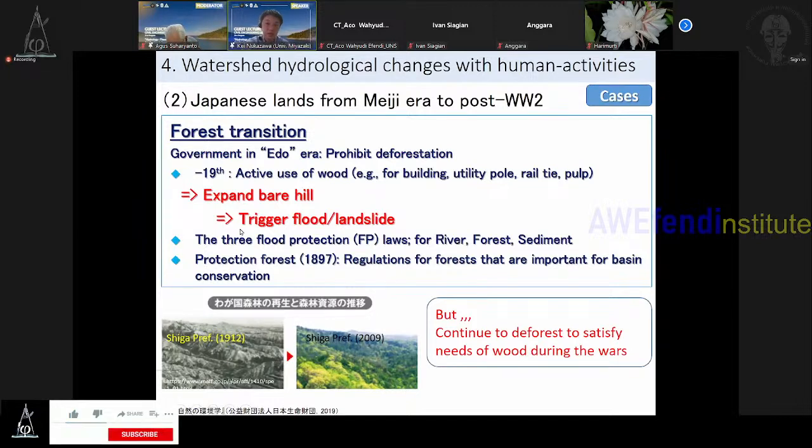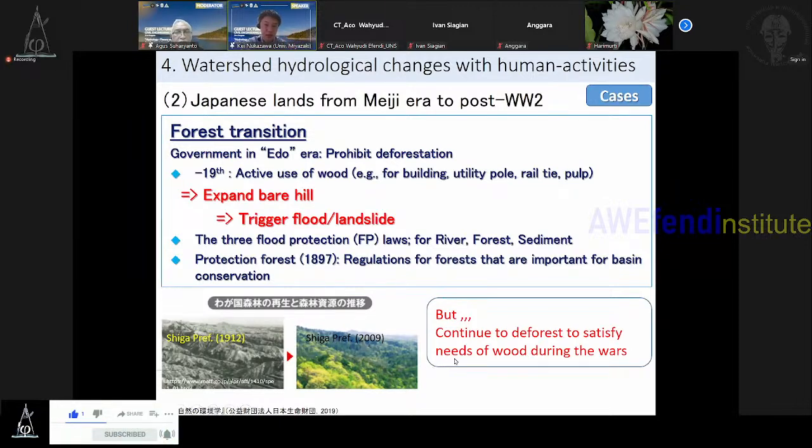So due to this situation, the government implemented the 3 flood protection laws for river, forest, and sediment. And in the forest law, there is a protection forest law, and it regulates forests that are important for basin conservation. It is a law to clearly protect the forest, which has an ecosystem function of river recharge. I explained in the last slide.